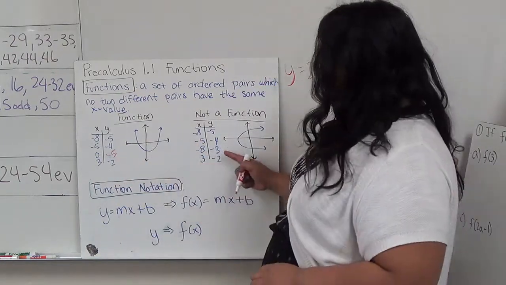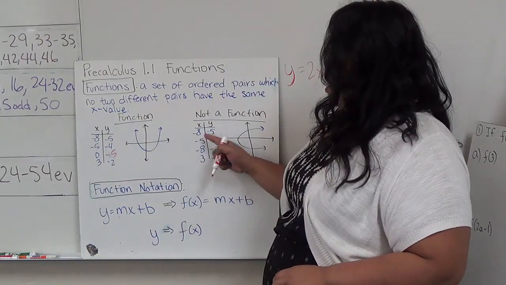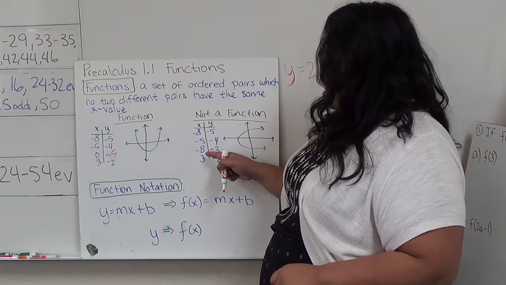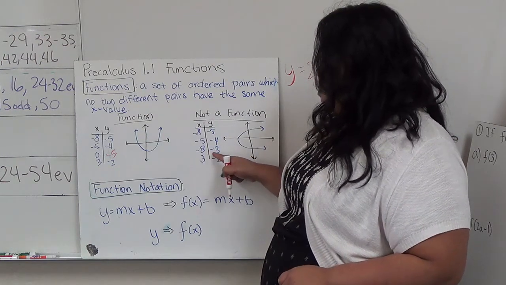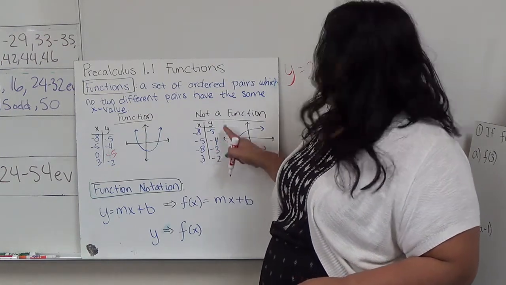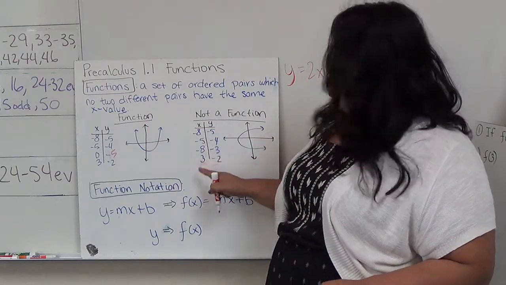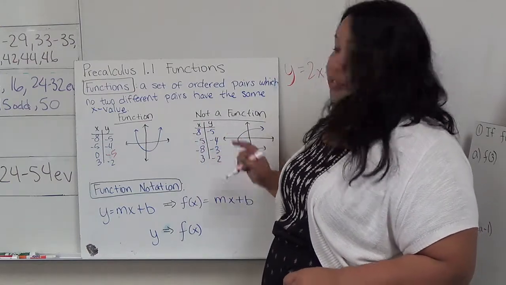Now the problem is when I get here, where I do -8, -5, -5, -4, and then I have a -8 again, but this time I have a -3 instead of -5, this makes it not a function. The fact that I have the same x, different y's.